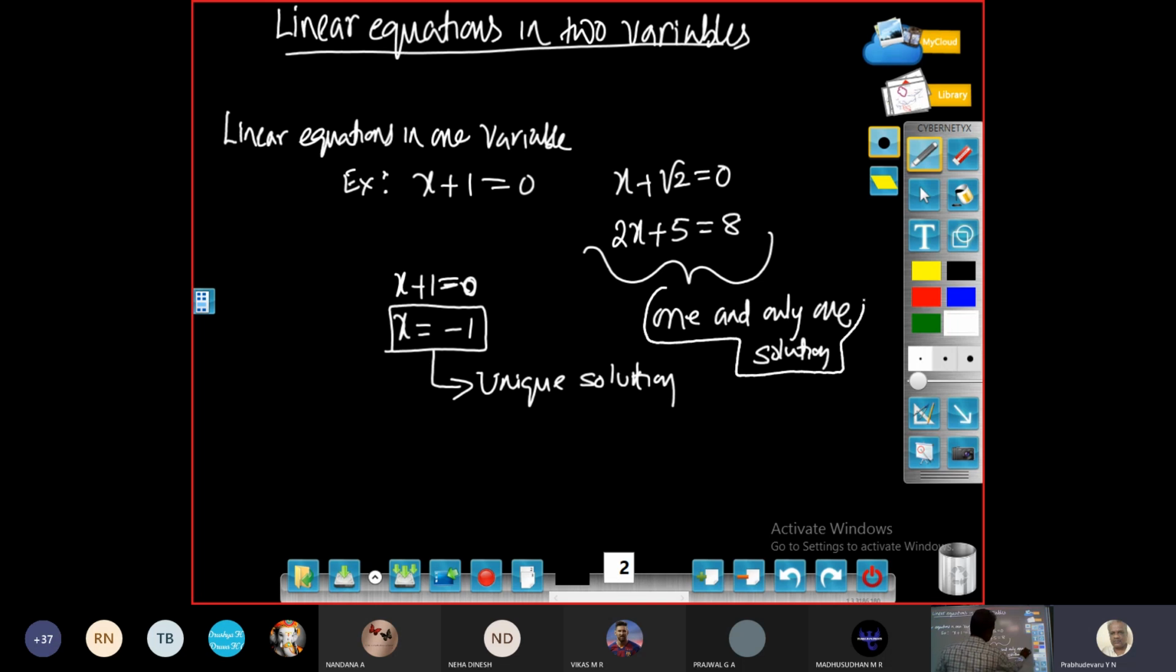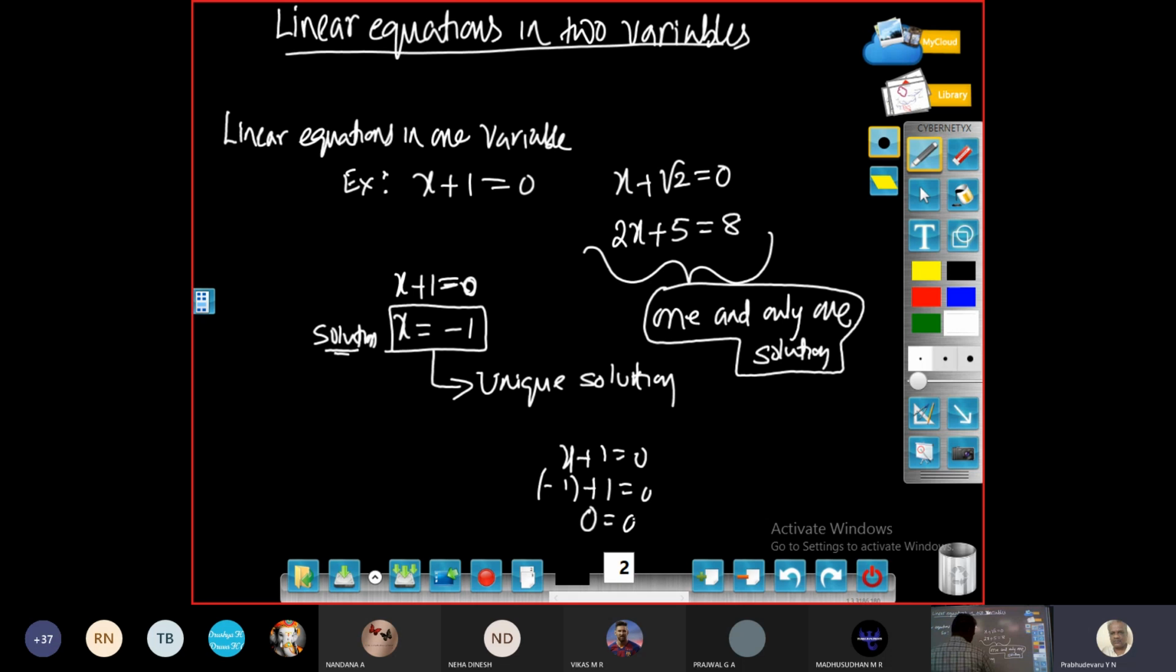So this is the only solution for this equation. x plus 1 is equal to 0 is the equation, and the solution here is x is equal to minus 1. No other value will satisfy the equation. If you substitute x is equal to minus 1 in x plus 1 is equal to 0, minus 1 plus 1 is equal to 0, so 0 is equal to 0. This is the only value which satisfies the given equation. So it has got a unique solution. Any equation in one variable will have a unique solution.